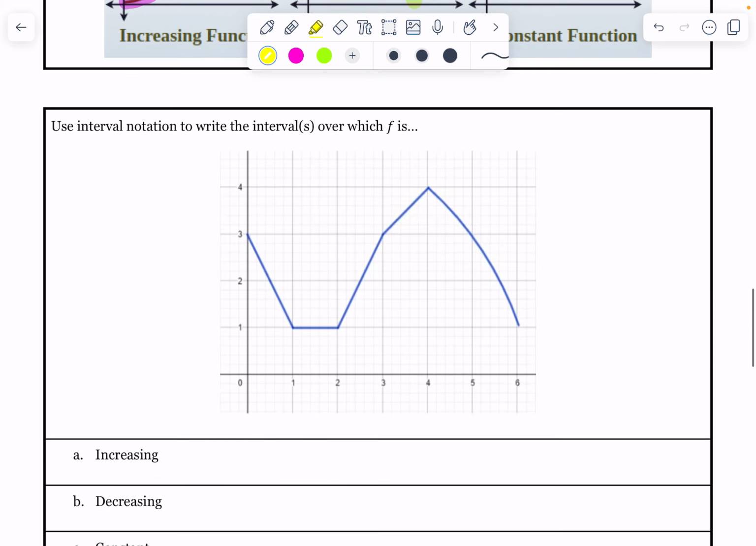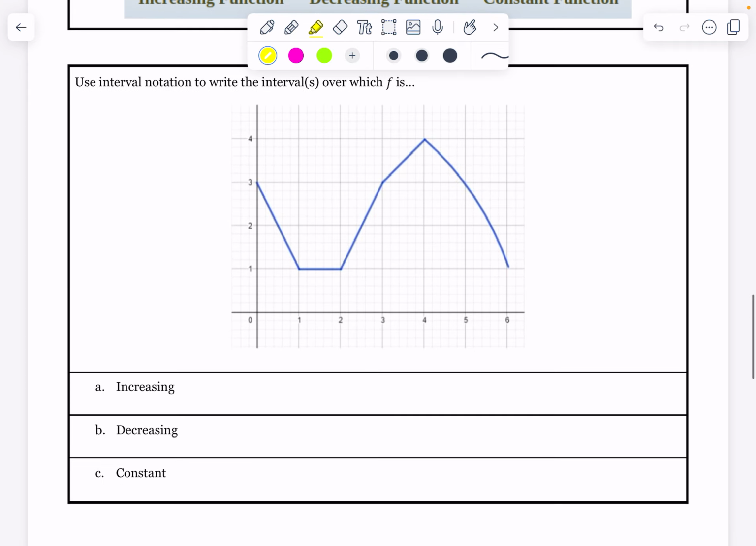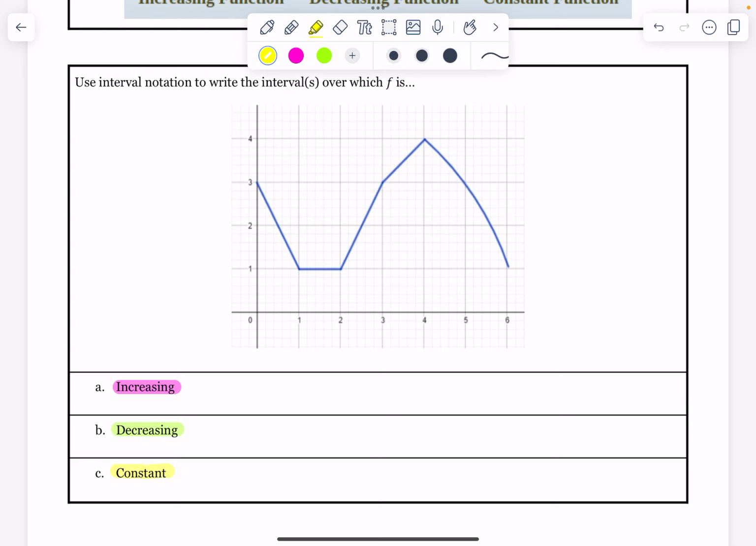All right, this says use interval notation to write the intervals over which f is increasing, decreasing, and constant. So I'm going to use that same color code. Increasing, I'm going to use red, pink. Decreasing, I'm going to use green. And then constant, I will use yellow. Okay, so this first section of the graph starts here and goes to here. And left to right, that graph is going down. So that first section is decreasing.